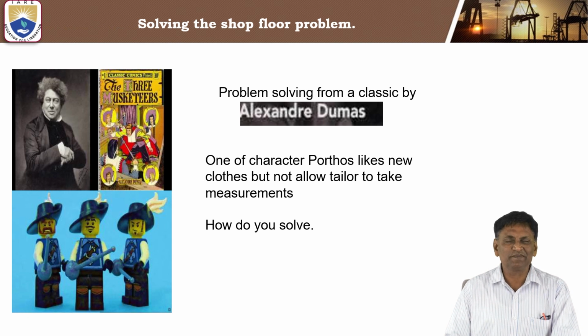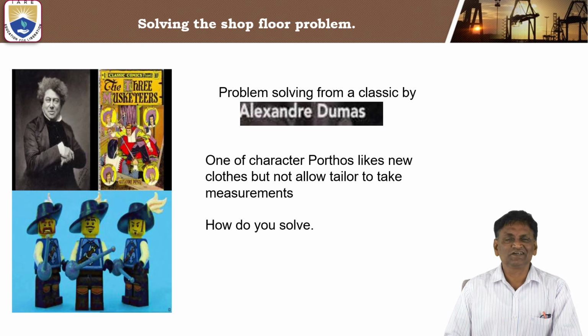Suppose he doesn't take measurements and stitches; it will not fit him. Then also Porthos gets angry, and he is so powerful and so angry that he will take out his sword and injure the person who has done this wrong. So the tailor responsible for stitching the new clothes for Porthos faced this problem: how to take his measurements without touching him?